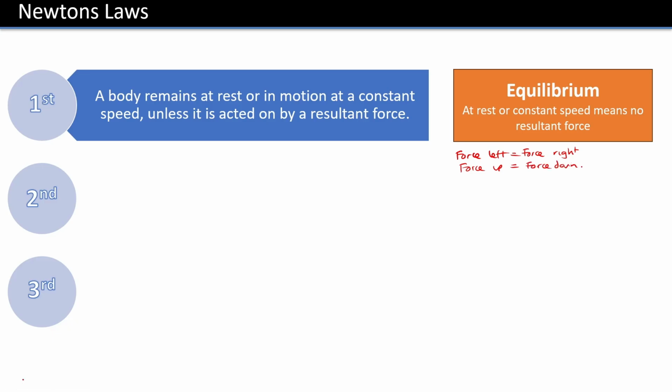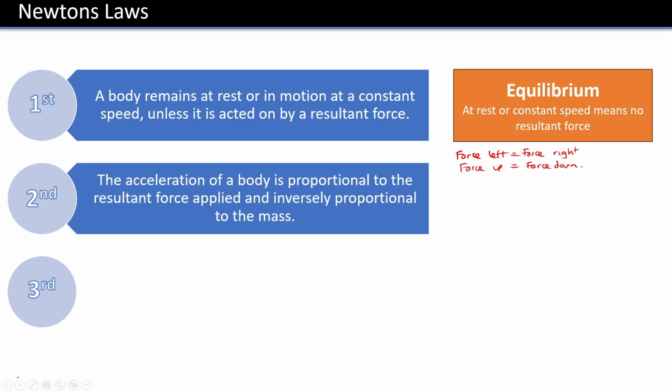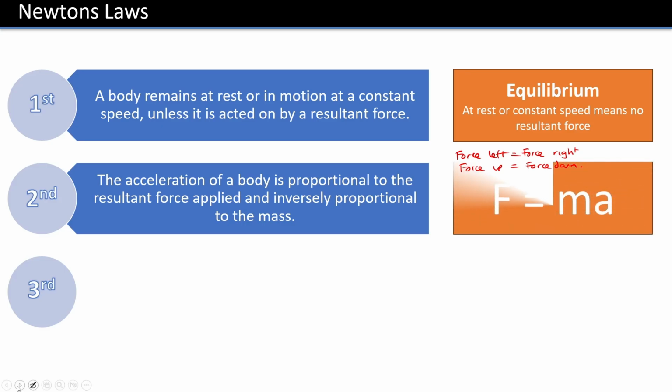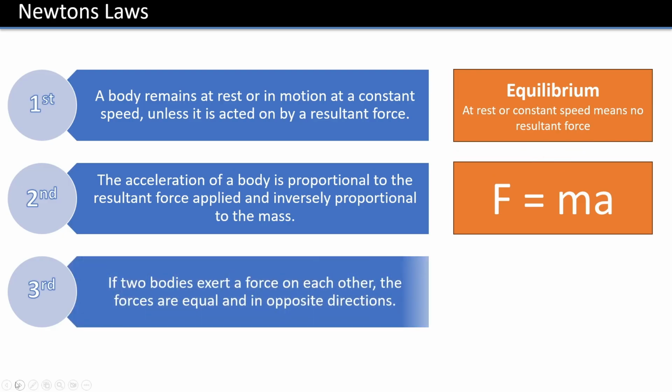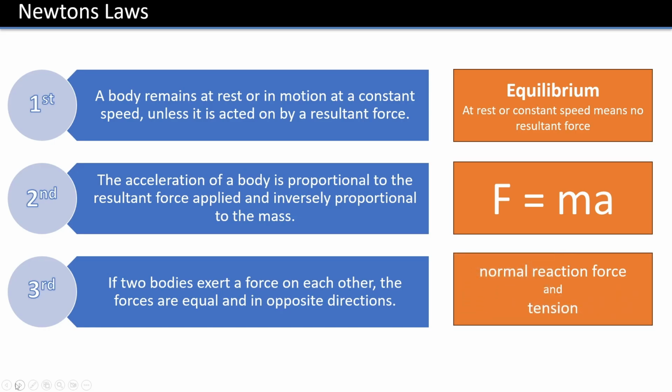And then moving on to Newton's second law is that the acceleration of a body is proportional to the resultant force applied and inversely proportional to its mass, and this relates to F equals ma. And we also have Newton's third law, which states that if two bodies exert a force on each other, then the forces are equal and in opposite directions, which basically translates to the normal reaction force and tension, one of which is what we're going to look at in an example now.